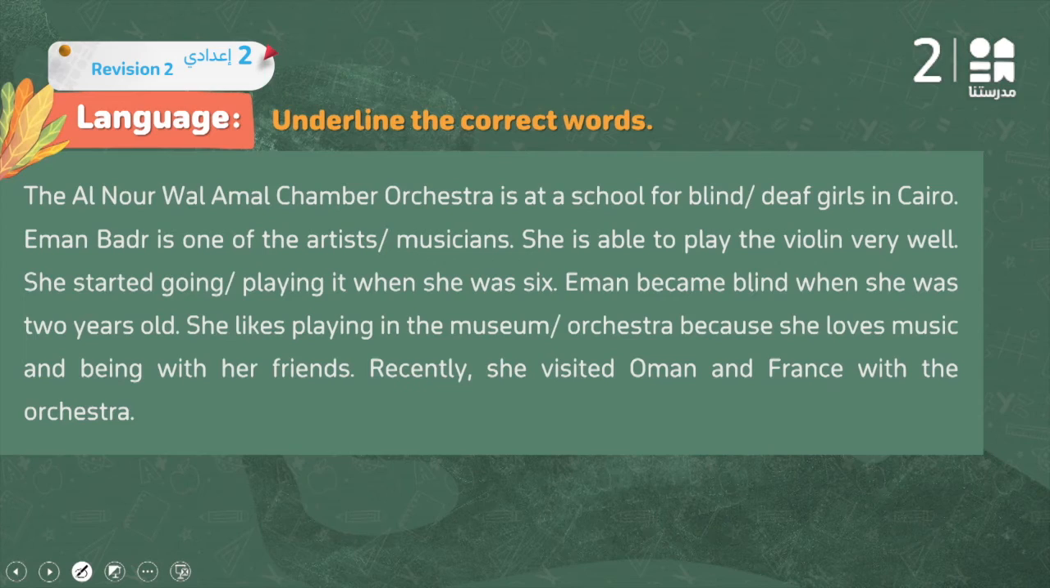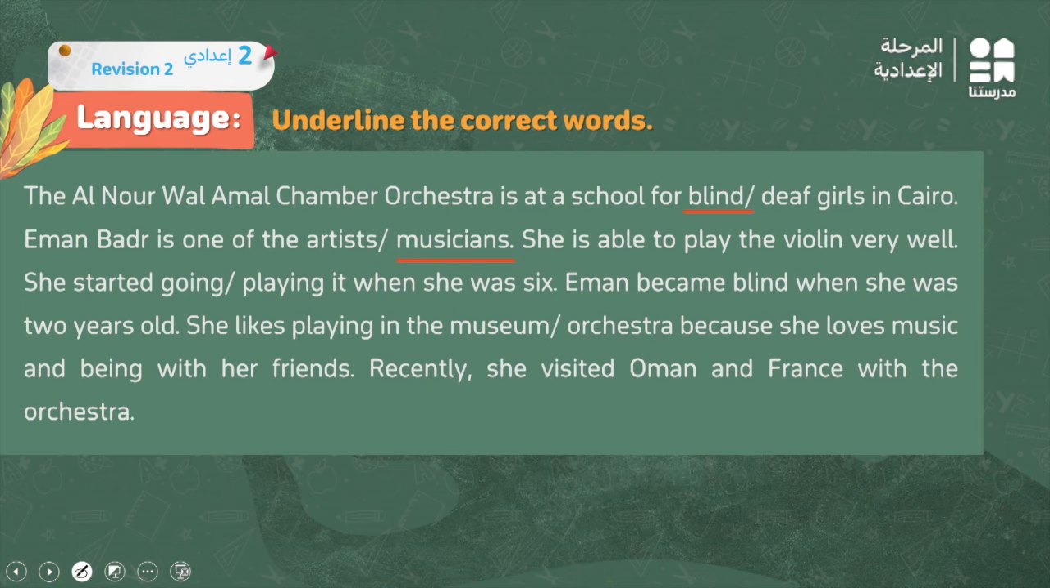Okay, so the النور والأمل Chamber Orchestra is at a school for blind or deaf girls in Cairo. طبعا it's for blind girls. Blind girls يعني the ones who can't see. Iman Badr is one of the artists ولا musicians. Artists اللي هم الفنانين, musicians العازفين الموسيقيين. Of course being one of this orchestra she is a musician.